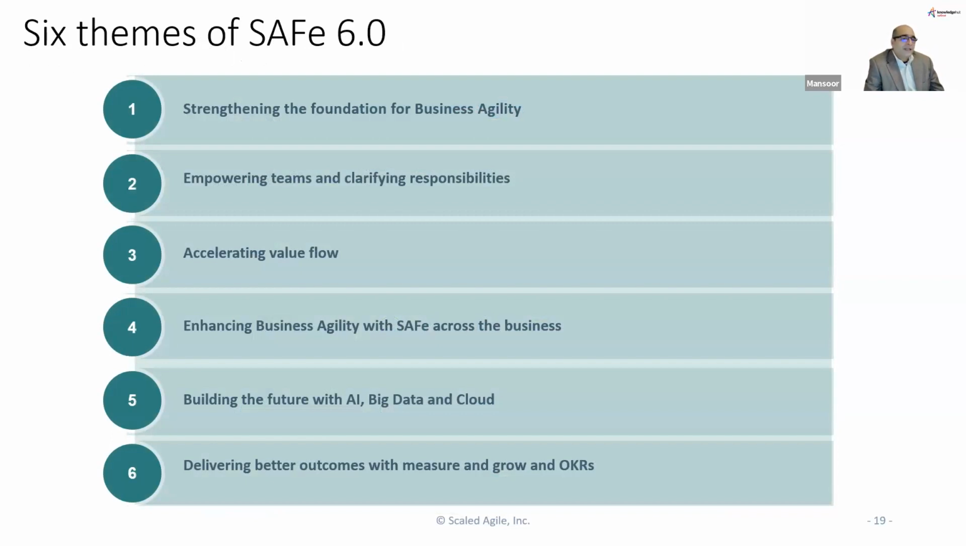The second is empowering teams and clarifying roles and responsibilities. Who is doing what? That plays a very, very important role. It's a driver. Then accelerating flow. How do we improve flow? And enhancing business agility with SAFe across the business plays an important role, and also building the future with AI, big data, and cloud, because that's the future. That's what is driving us, and delivering better outcomes with measure and grow and OKRs. So the previous link on metrics has now become measure and grow with OKRs and flow.